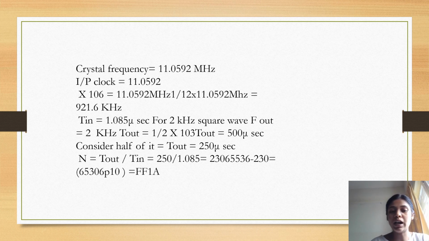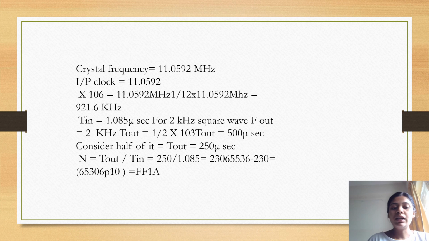After assuming these values, we get the values for the 2 kHz square wave. The output frequency will be 2 kHz, and T out will be 1 by 2 times 10^3, which is 500 microseconds. Considering the half of it, T out is 250 microseconds. Next, n equals T out by T in, where T out is 250 microseconds and T in is 1.085 microseconds. After that we get the answer.